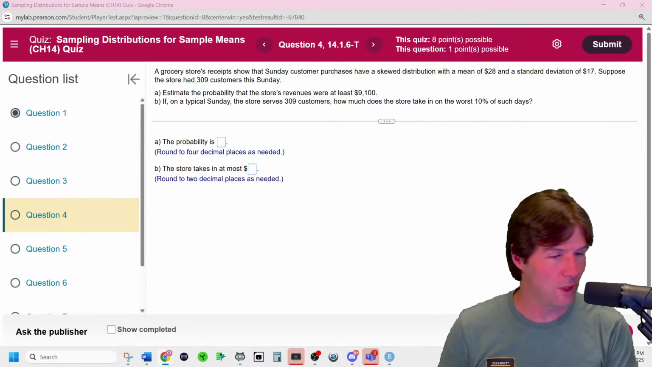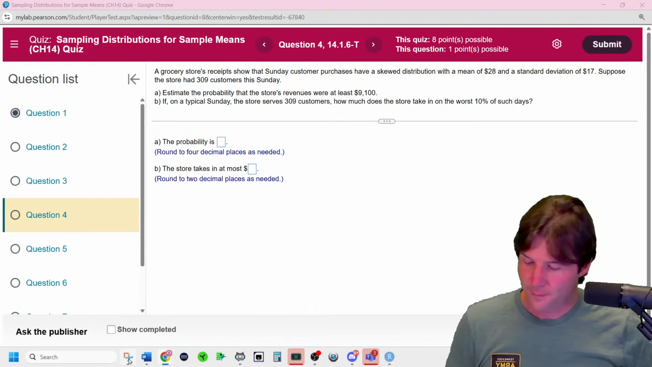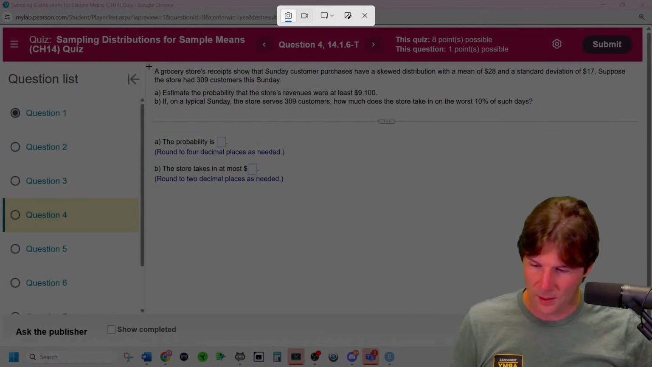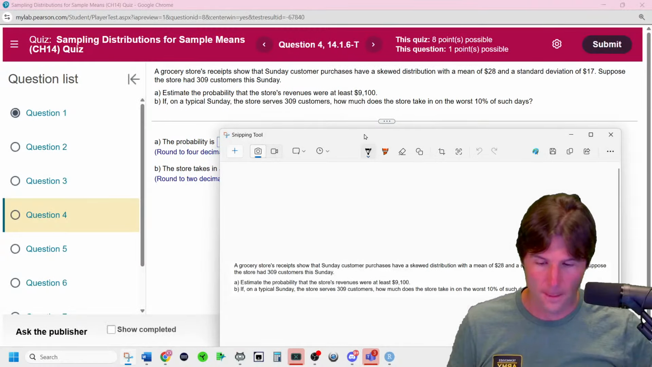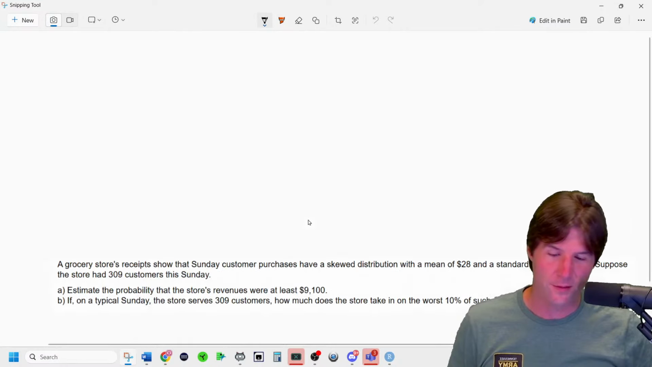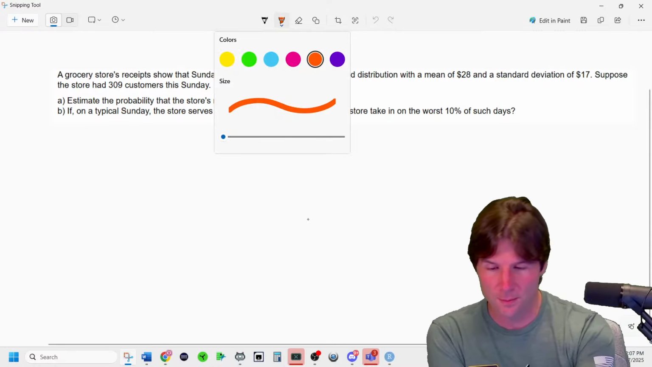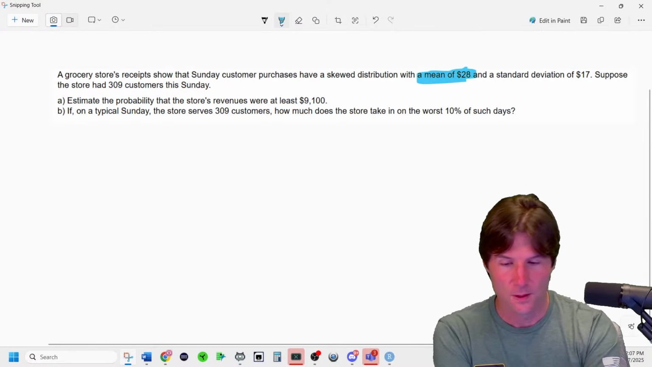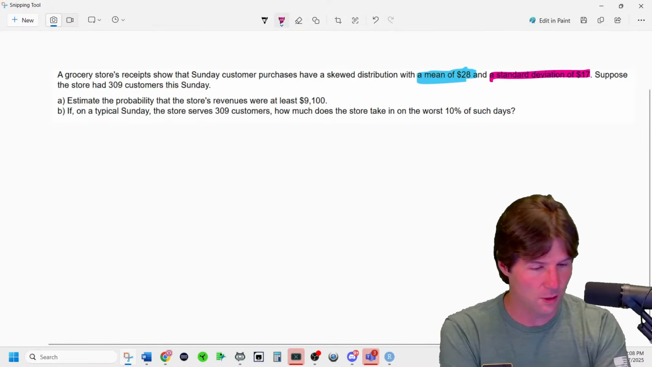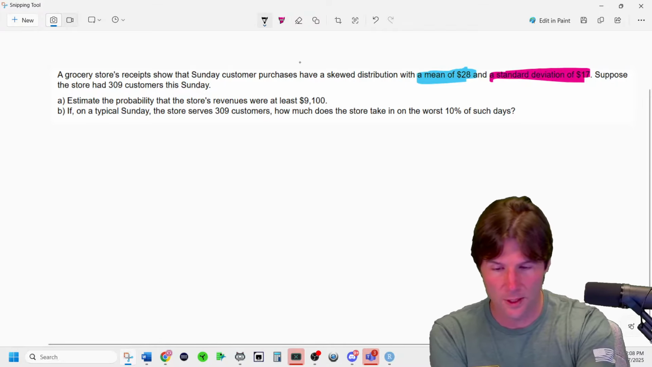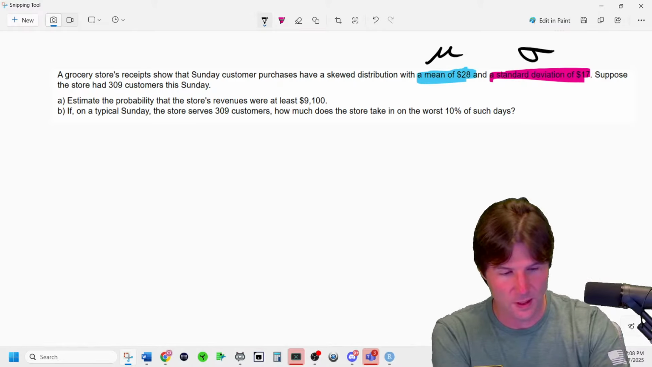Notation, brother. Okay, a grocery store. There's a trick to this one. Not like a huge trick, but we'll do it. There's trickier notation for it because you're like, wait, what? Okay. The grocery store has a mean of this. The grocery store has a standard deviation of this. Immediately, we have found mu and we have found sigma.